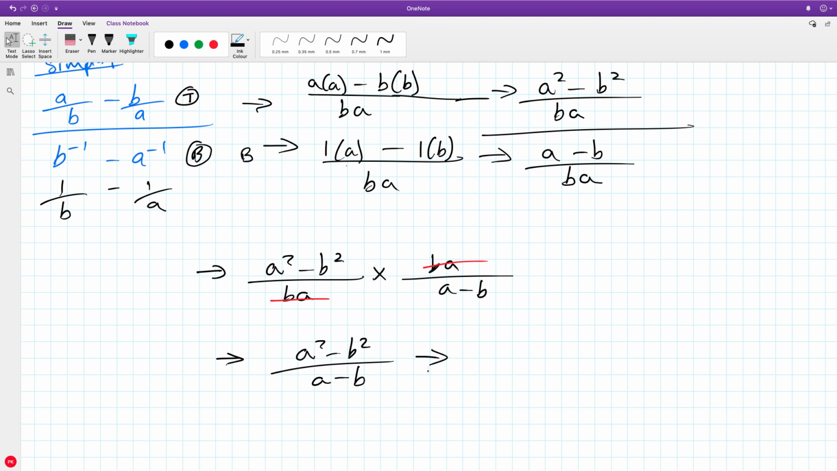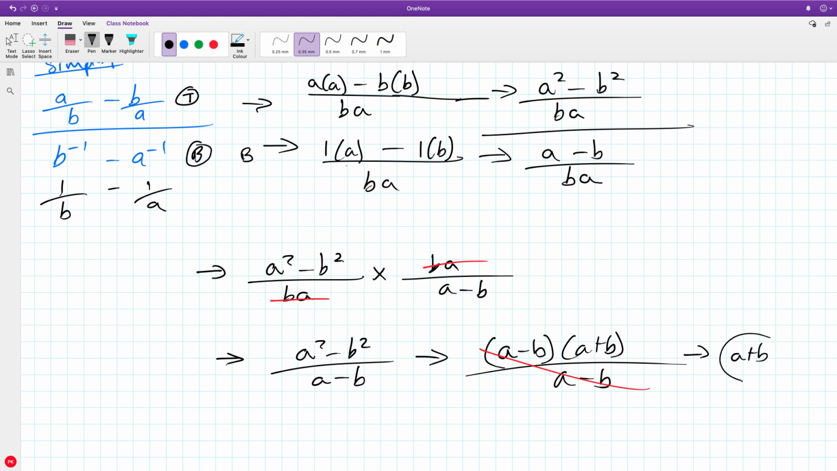Close. Difference of two squares was part. A square term and a square term and a minus in the middle. This is a minus b by a plus b over a minus b. What happens? a minus b is cancelled. We're left with a plus b.